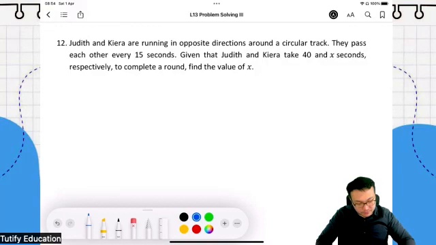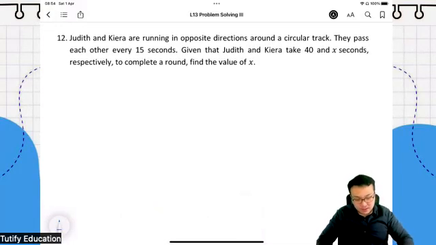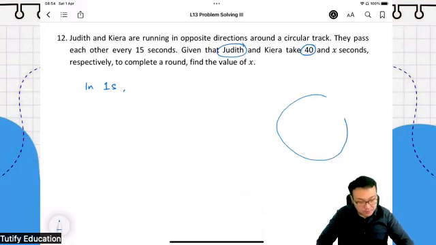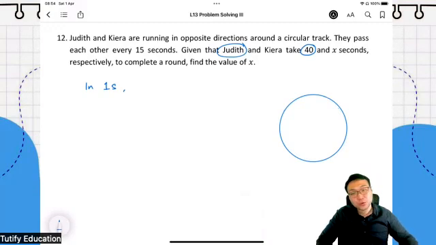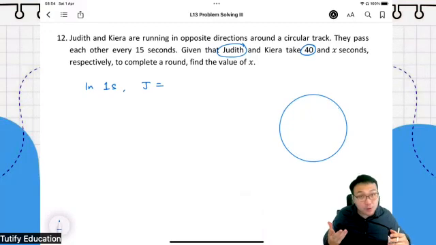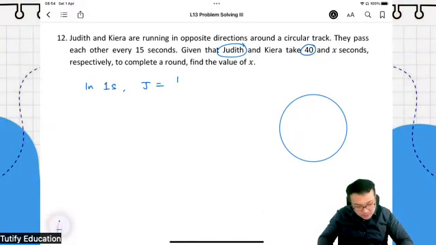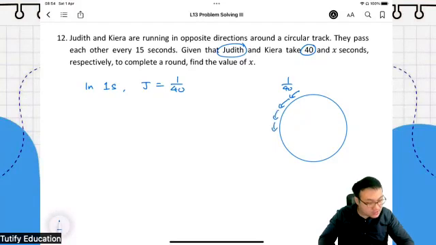Now, my first question to you, Kevin, is in 1 second, right? Because they told you that Judith takes 40 seconds to complete 1 round of a track, yes or no? So if I give her only 1 second, can you tell me what fraction of the track she runs? 1 of 40. Yes, very good. She can only run 1 out of 40 in 1 second. Then 2 seconds, 3 seconds, 4 seconds, until she finishes in 40 seconds, right?